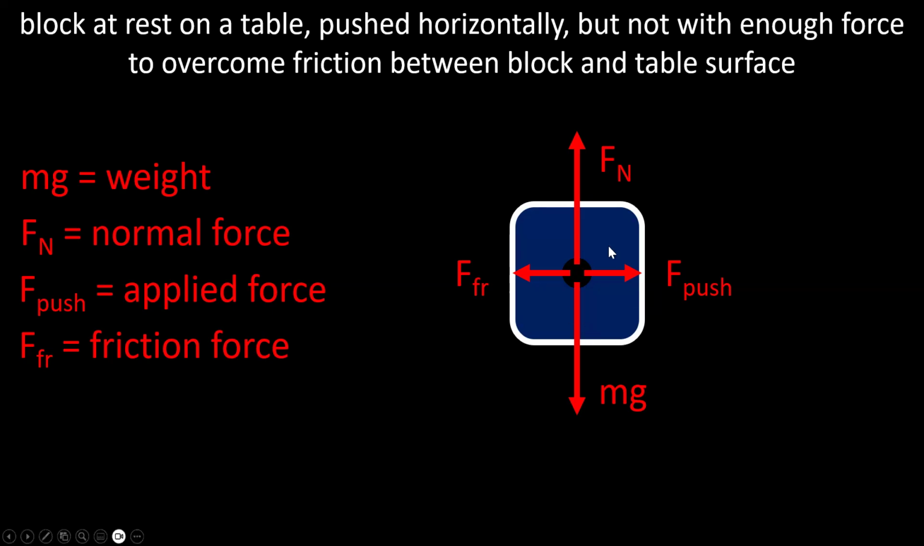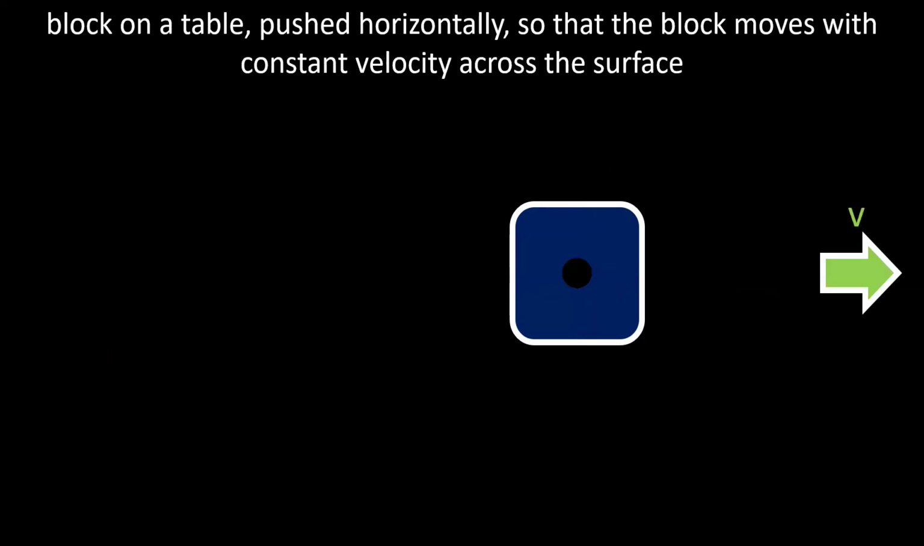And notice I labeled all those forces. Got weight, got normal force, got the applied force, we got the friction force. All right, next slide. Let's have a block on a table. Let's push it horizontally, just like before. But now the block is going to move with constant velocity across the surface. Now I did throw in a fat green arrow to indicate velocity.